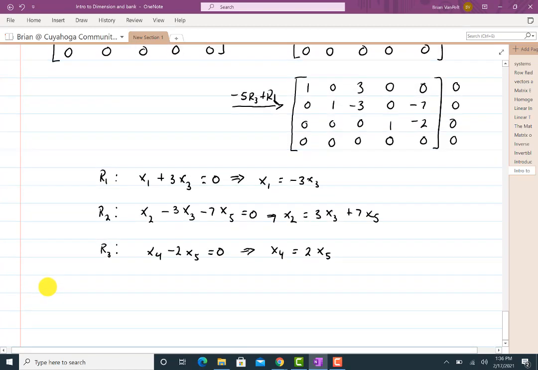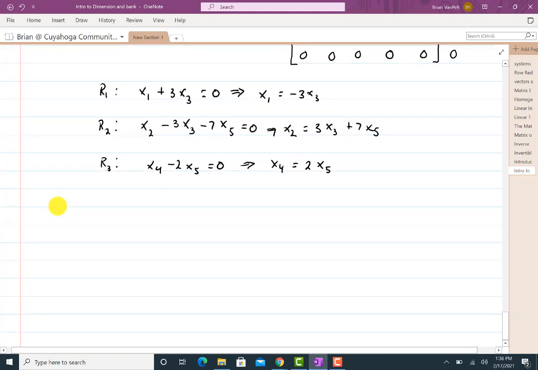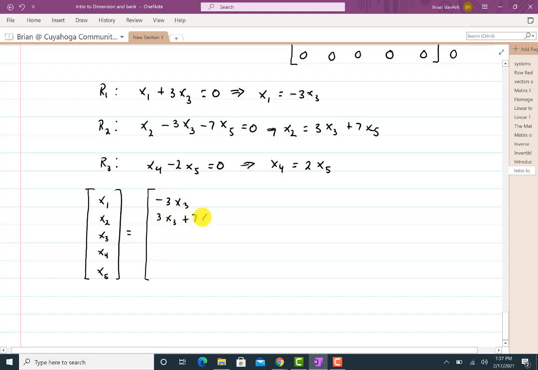So when I set up my solutions, notice that the matrix has 5 columns, so I have 5 variables. So we have x1, x2, x3, x4, and x5. And what was x1 equal to? Negative 3x3. x2 was 3x3 plus 7x5. x3, of course, was itself. That's one of the free variables. x4 was 2x5, and then x5 was another free variable.